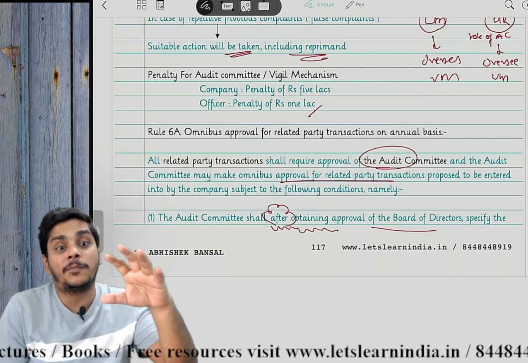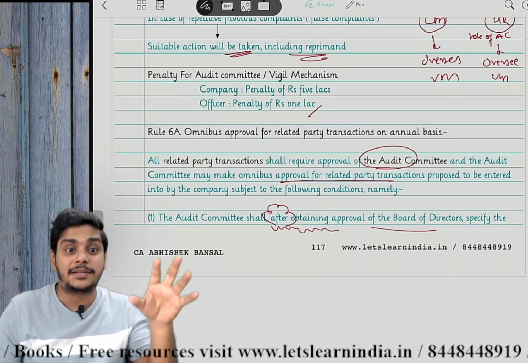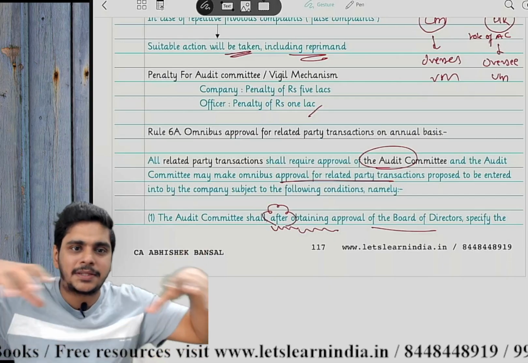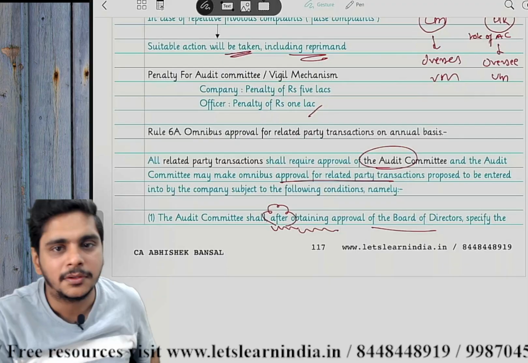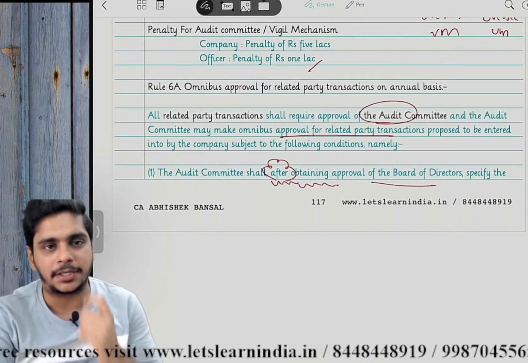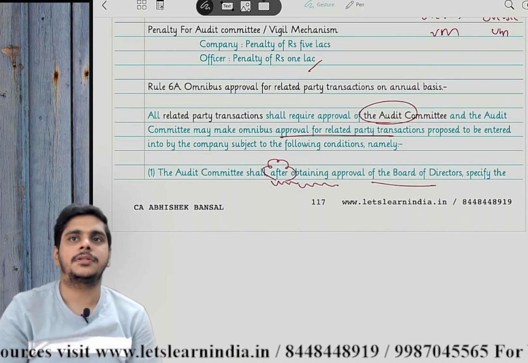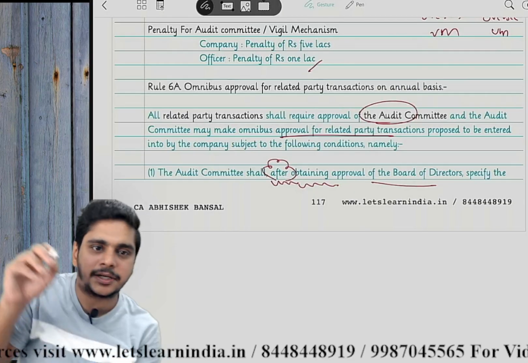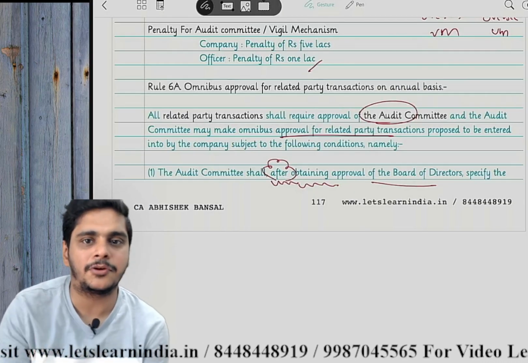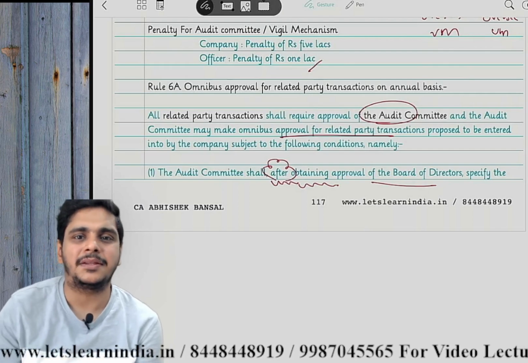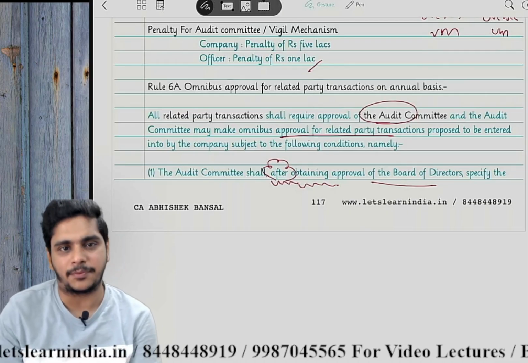You must have seen that Omni car, which is used in kidnapping in movies, that white color van. So many things come in it, right? So Omni basically means so many transactions, one approval. All the transactions of related party require audit committee approval. It is mandatory. For example, if they want to purchase from a related party, you require audit committee approval. They want to sell, you require audit committee approval. Again they want to purchase, audit committee approval. So rather than taking approval again and again, it's better you take an omnibus approval. It means a blanket approval.